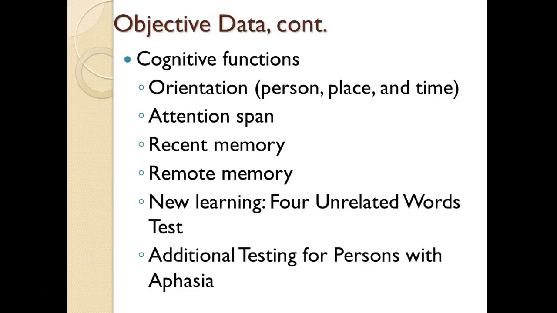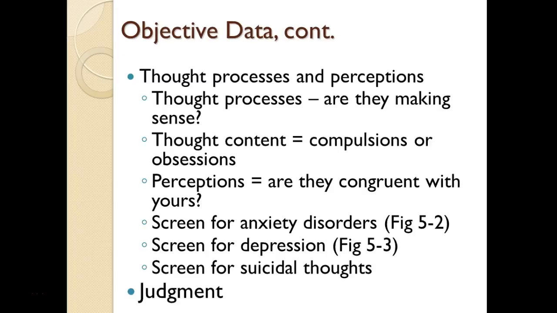And then the book talks about some additional testing for people that have aphasia. And aphasia means they're unable to speak. They're unable to communicate. Okay, we also want to look at their thought processes, their perceptions. From their conversation, does it make sense, the things that they're thinking? Do they have compulsions or obsessions, things that they have to do? In some mental illnesses, there's a compulsion to wash your hands a certain amount of times.